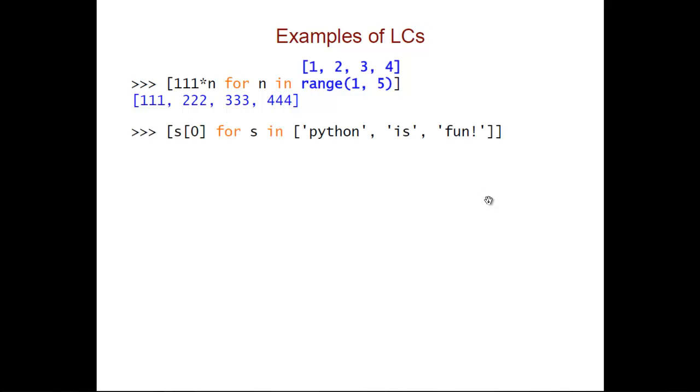Here's one in which we're operating on a list of strings. For each string in this list, we're going to output the first character, s[0], from that string. And so we end up with this result.